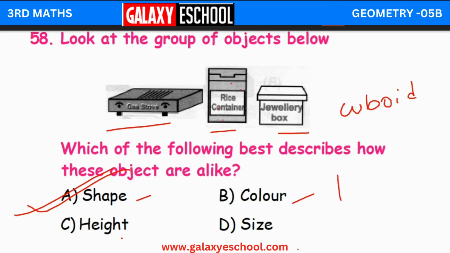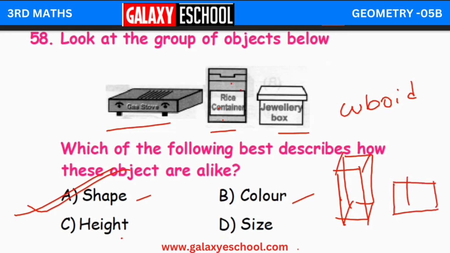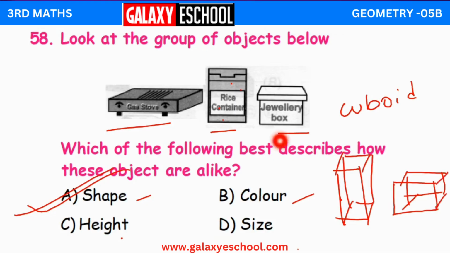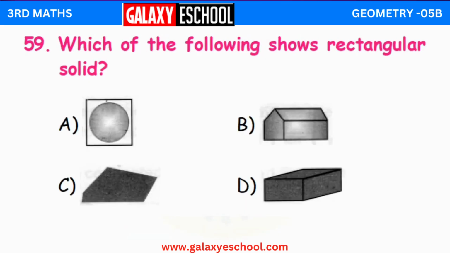See, the rice container is something like this. Isn't this a cuboid? Yes, it is a cuboid. Again, the jewelry box is also something like this, children. So again, this is also a cuboid. So these 3 objects of the group are alike based on their shape. They all follow the same shape, that is the cuboid.